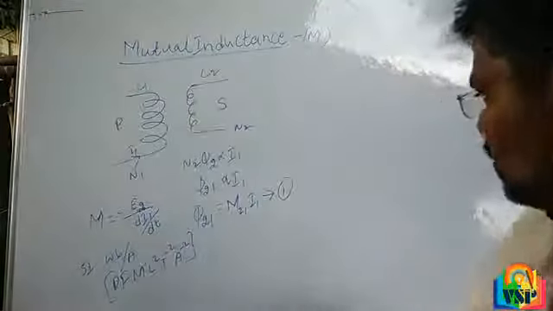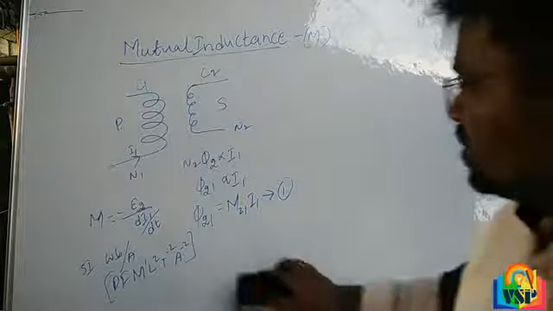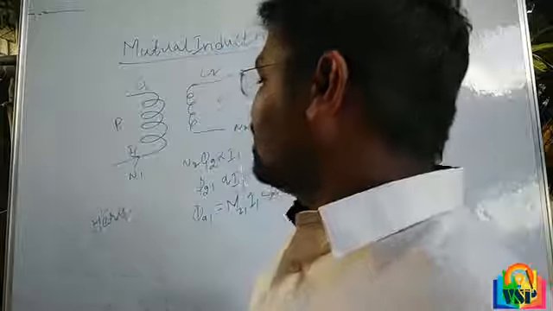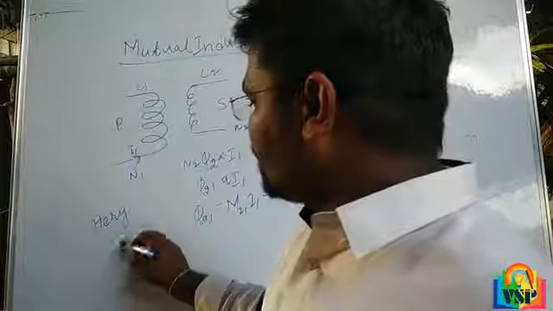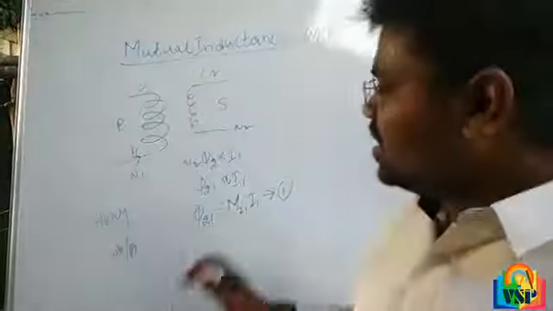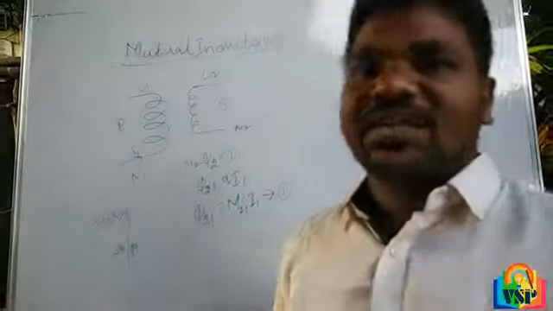Dimension formula: M power 1 L power 2 T power minus 2 A power minus 2. So this dimension formula, SI unit, we can say is Henry. Henry means Weber per ampere. Inductance, self-inductance, and mutual inductance have the same SI units and the same dimension formula.